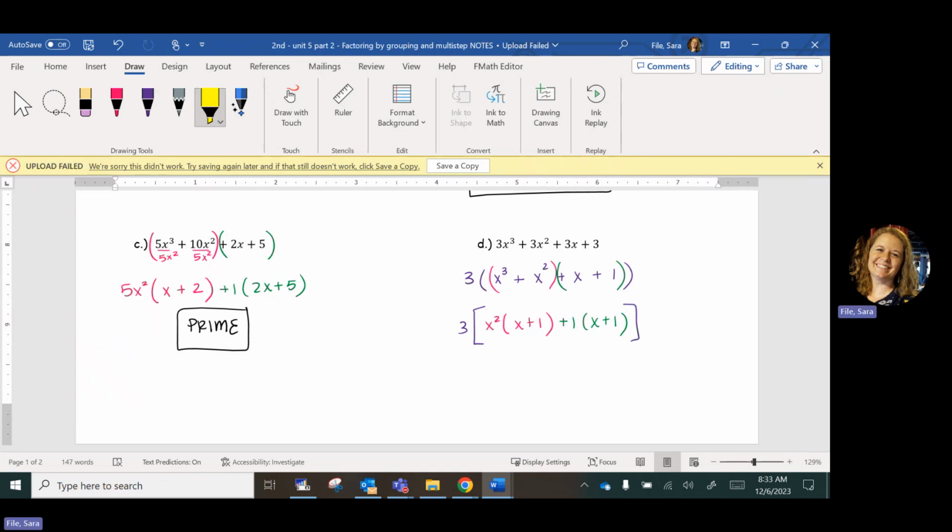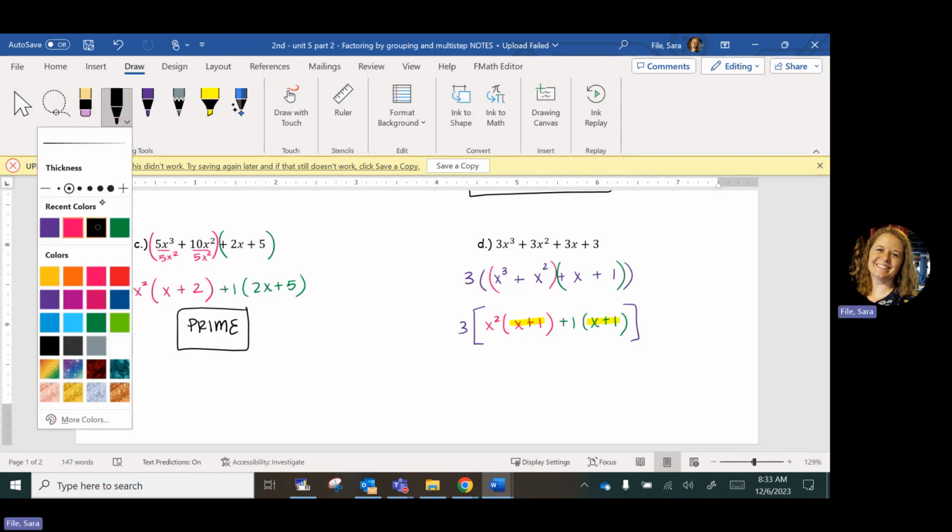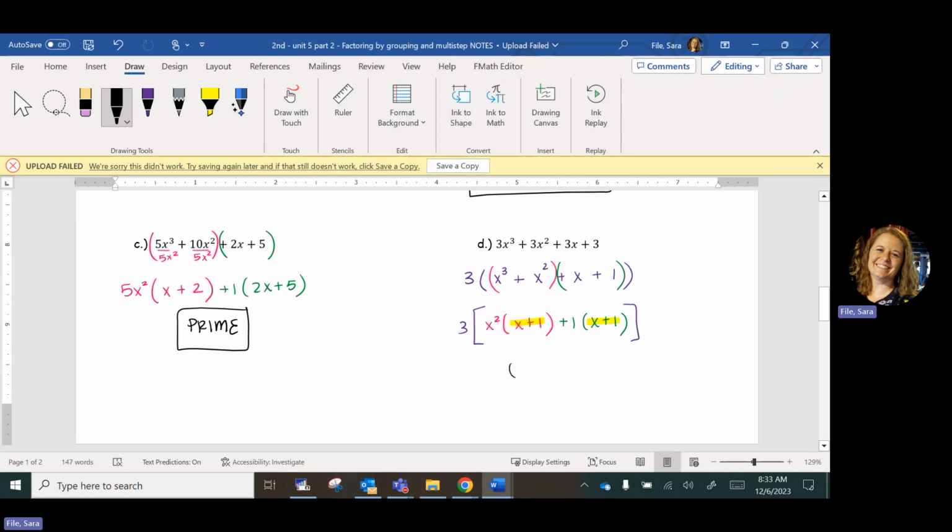So when I look at that, are my leftovers the same? They are. That's a good sign. So x plus 1 is a factor. And then my other factor comes from bringing those GCFs together. So x squared plus 1. And then I don't forget, and actually I don't need that bracket anymore. That 3 did not go away. That 3 is still out there in front.